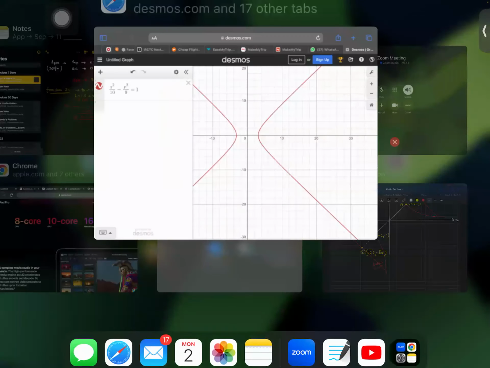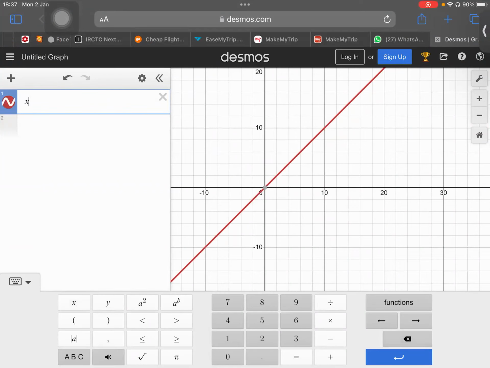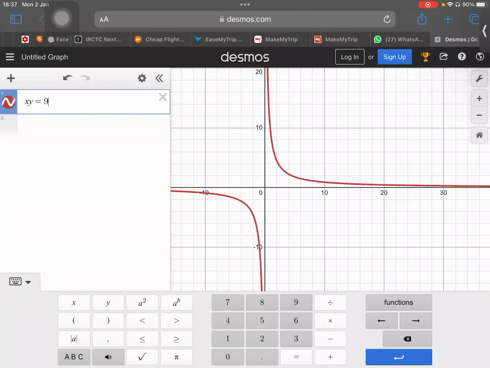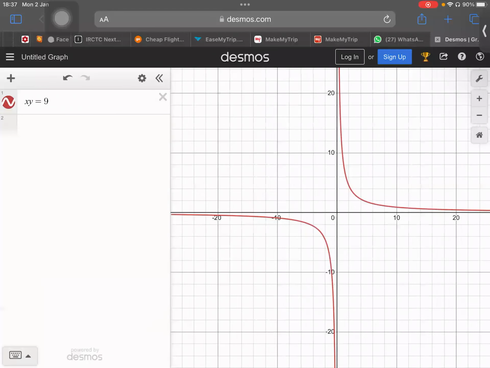So we saw that this is x into y. If you plot x into y equal to some value, let's say 9, you see how it looks. Now where is its focus?